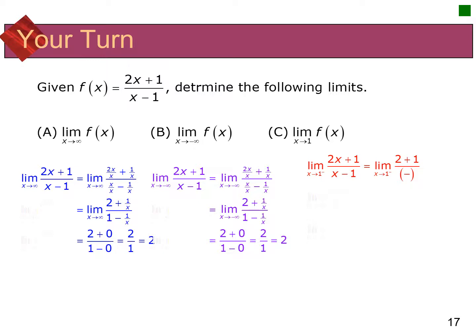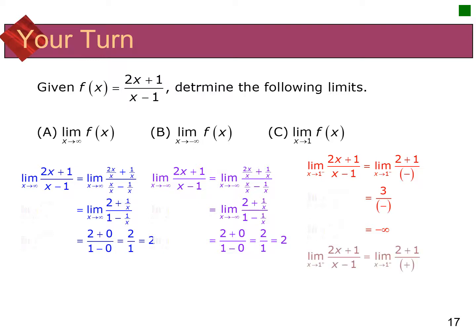So when I look at this one, if I approach 1 from the left-hand side, that means x is slightly smaller than 1. If x is smaller than 1 and I'm subtracting 1 from it, the bottom is going to become negative. So I end up with 3 over a negative value, which is going to be negative, which tells me that this is going to equal negative infinity. So the limit as x approaches 1 from the left is negative infinity.